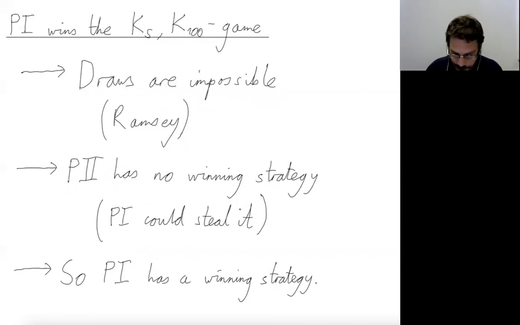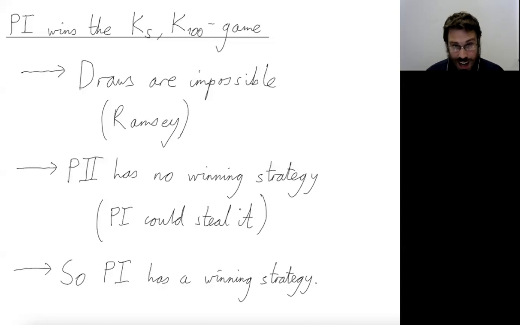The first thing to understand about this game is that player one has a winning strategy. To see why, we need to understand two different facts. The first is that draws in this game are impossible, so at least one of the two players will win. Why is that? If they keep playing, they will eventually fill up the whole board, the whole complete graph on 100 vertices. That gives a coloring of the edges of that complete graph with two colors.